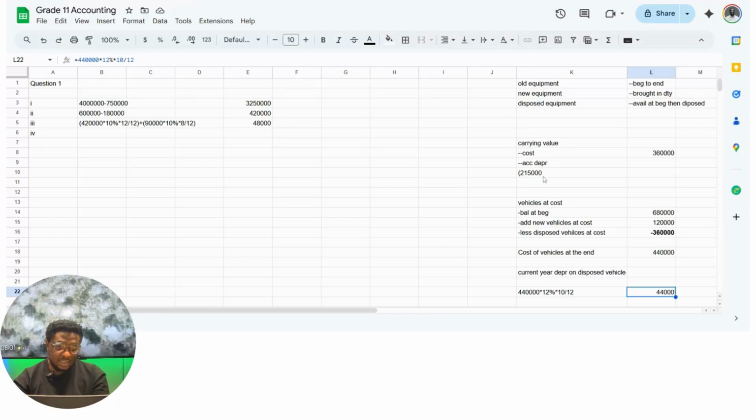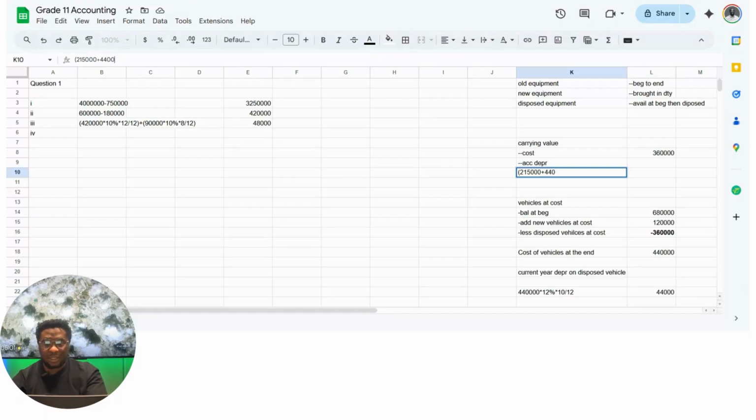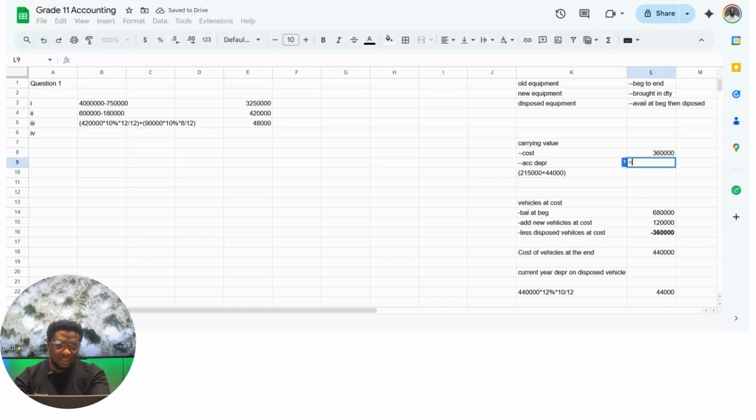Okay. So as it is 44,000, we would then say 215,000, which was the accumulated depreciation at the beginning of the year, plus the current year's depreciation, which will then give us the accumulated depreciation on the date of the sale. So on the date of the sale, the accumulated depreciation was 259,000. And so that would mean that for our disposals at carrying value we would have 360,000 minus 259,000. That would be 101,000. So I'll show the working here.